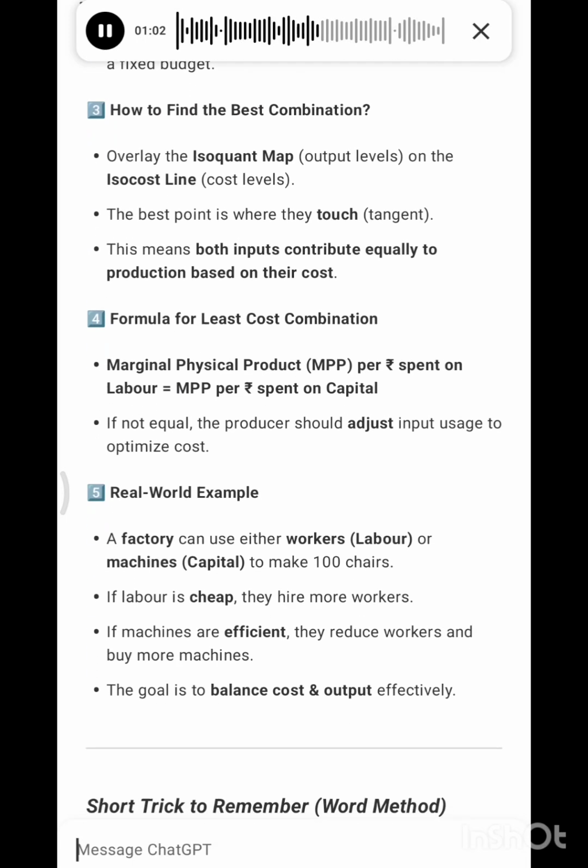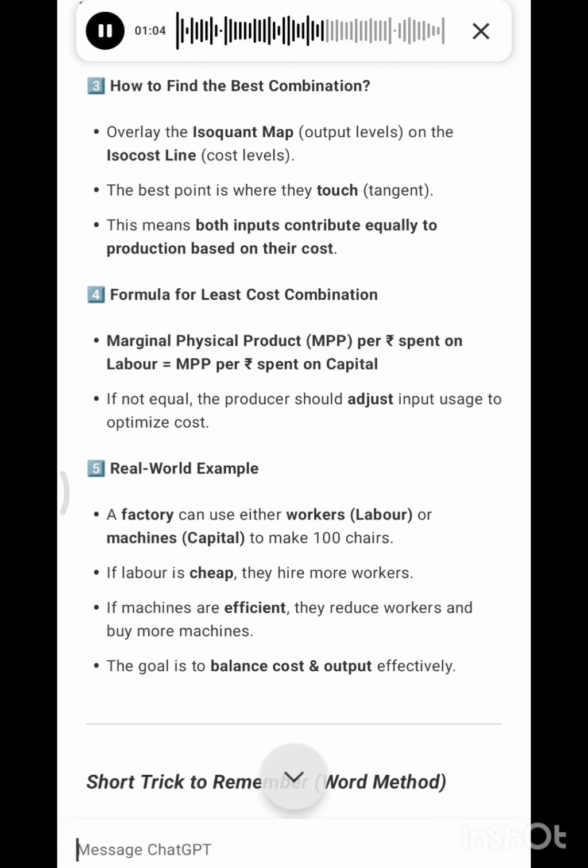4. Formula for least cost combination. Marginal physical product (MPP) per dollar spent on labor equals MPP per dollar spent on capital. If not equal, the producer should adjust input usage to optimize cost.